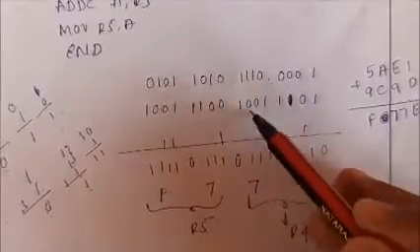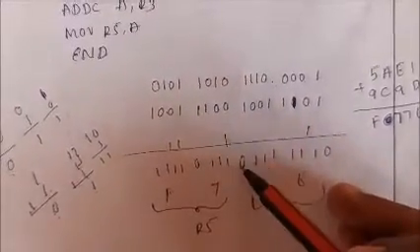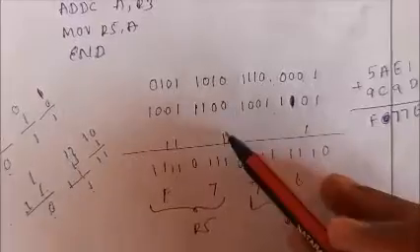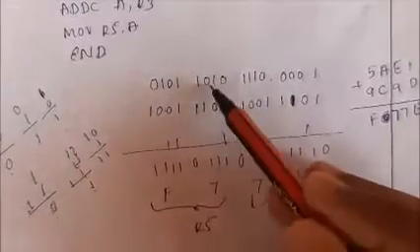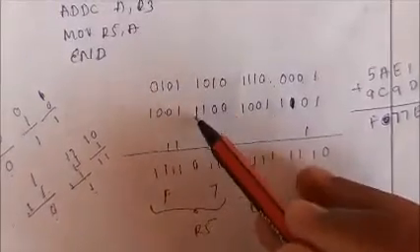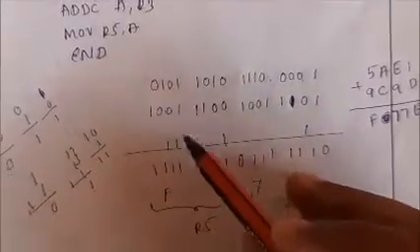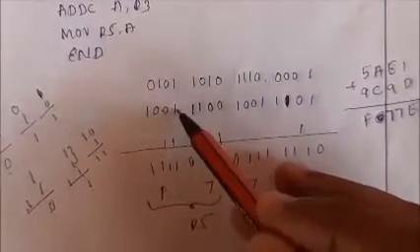1 0 1 1 0 1. So 1 1 means 1 0. 0 0 0. 0 1 means 1. 1 0 1. This is 0 1 means 1. Last 1 1 means 1 0. So triple ones are there. Already I said 1 1 means 1 0.